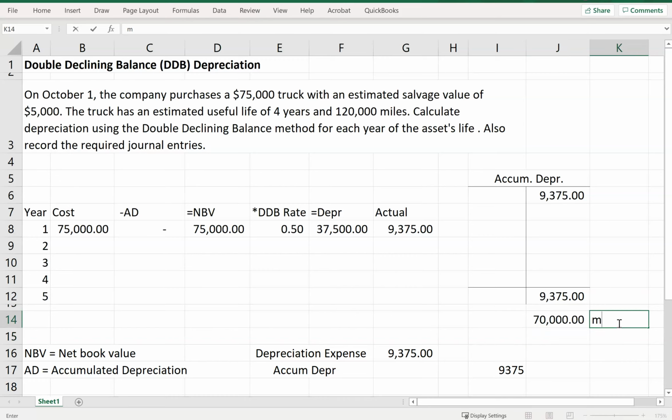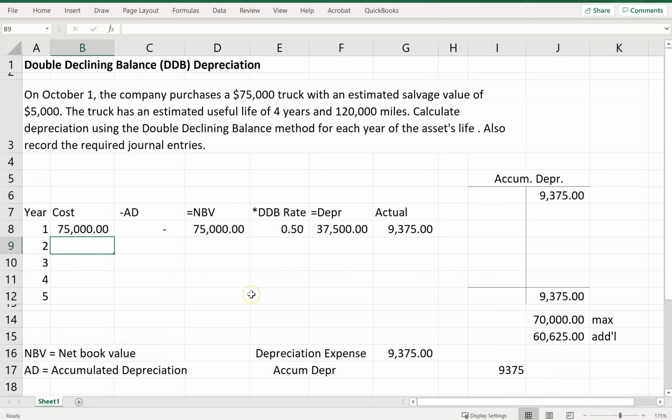$70,000. This is our max that we can have in the account. That's the $75,000 cost minus the $5,000 salvage value. So $70,000 is the most. Right now we only have $9,375, so we can have $60,000 additional or more. That's how much more we can still record before we hit our max. Okay, whew, this is so fun.